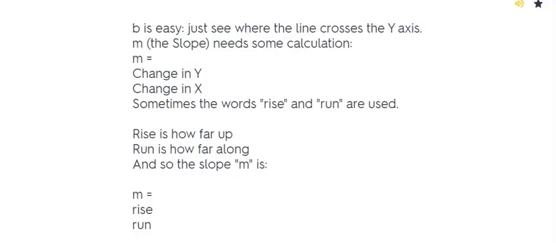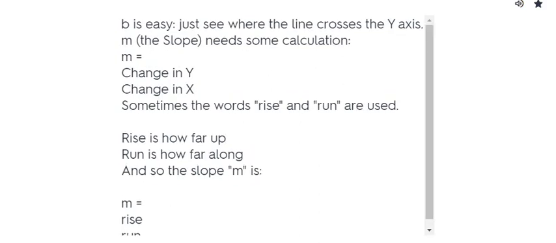How to find m and b in y equals mx plus b. B is easy, just see where the line crosses the y-axis. M needs some calculation: m equals change in y over change in x. Sometimes the words rise and run are used. Rise is how far up, run is how far along, and so the slope m equals rise over run. Linear inequality.